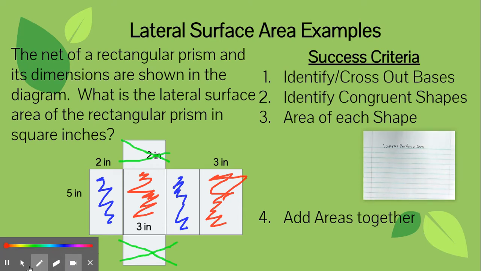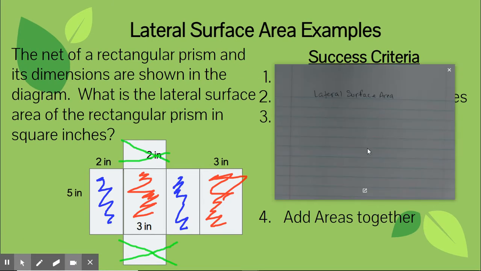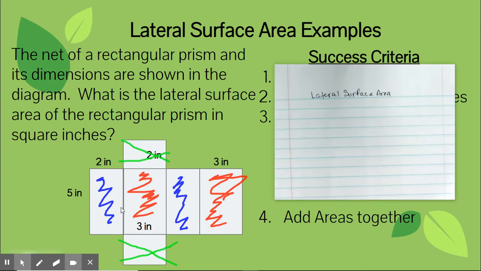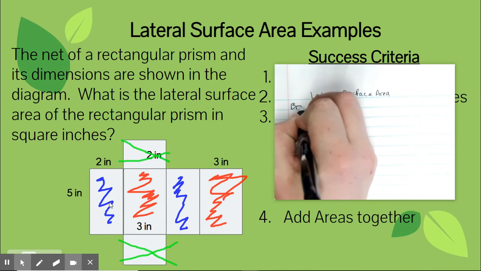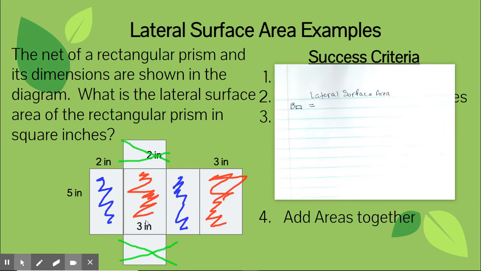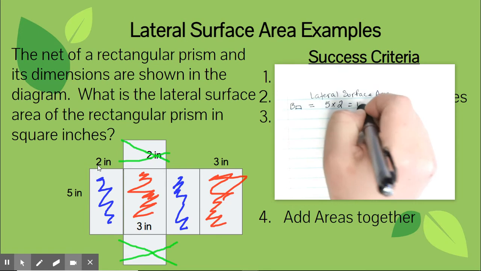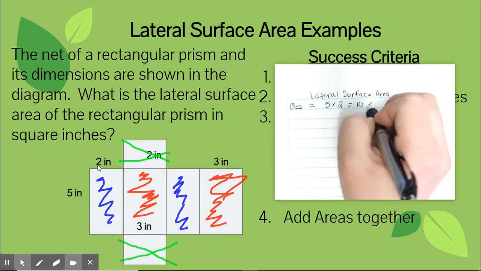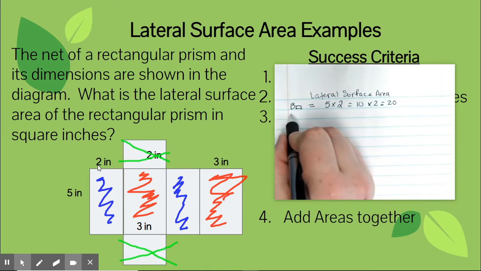Okay, so let me pull this open for you. I'm going to start with the blue rectangle. The blue rectangle is 5 times 2. So we're going to do 5 times 2, and that's 10. And because I have 2 blue ones, I'm going to multiply that by 2, and I get 20.